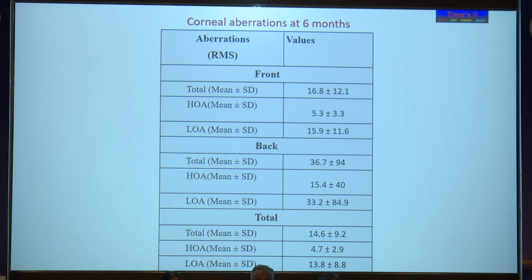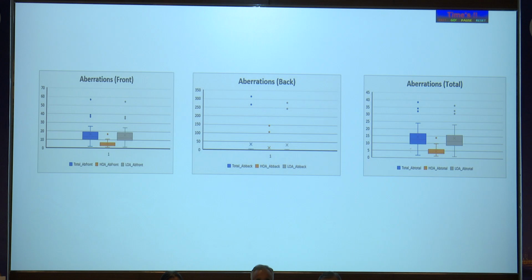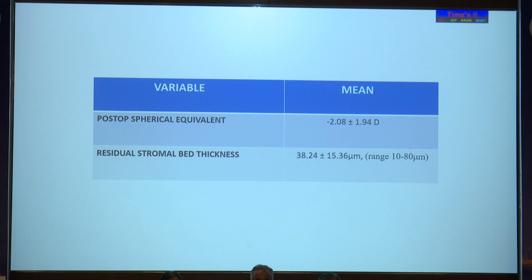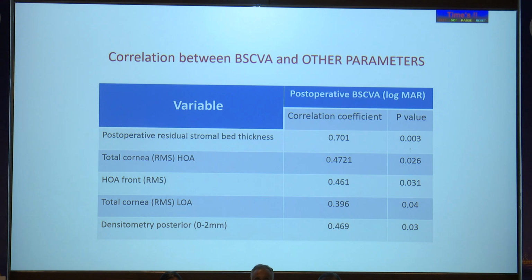The corneal aberration analysis at 6 months was done, and it was found that aberrations from the front cornea, from the posterior surface, as well as total aberrations were higher. Similarly, corneal densitometric analysis was done, and the densitometry was also found to be higher. The post-op spherical equivalent mean was minus 2 diopters, and the mean residual stromal bed thickness was 38 microns with a range of 10 to 80 microns. Correlation analysis of BCVA with various parameters was done, and it was found to significantly correlate with post-operative residual stromal bed thickness, the total corneal higher order aberrations, the higher order aberrations from front cornea, the total corneal lower order aberrations, and the posterior corneal densitometry.